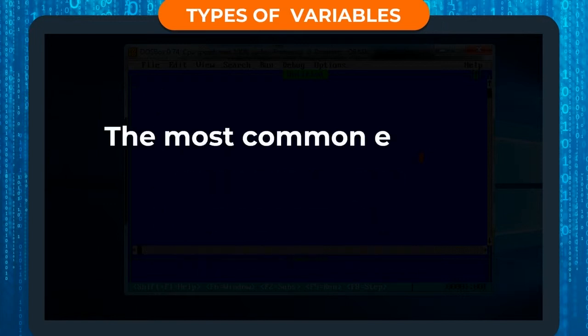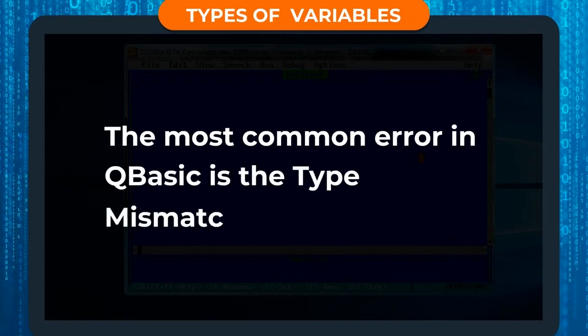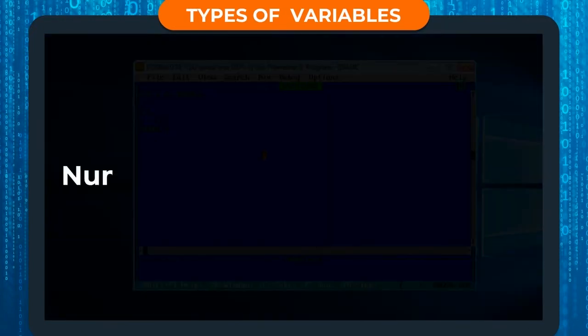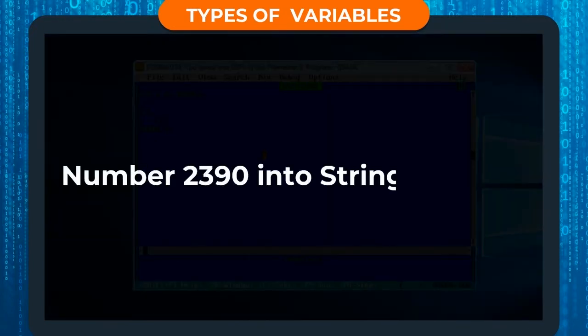The most common error in QBasic is the type mismatch. This means that you are trying to put a value into a variable of some other type. You might be trying to put the number 2390 into a string variable.